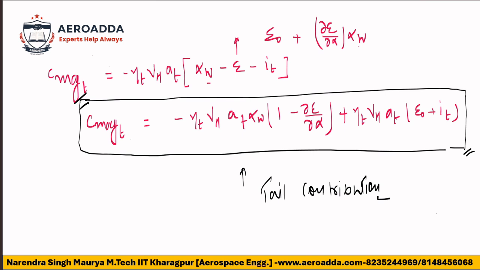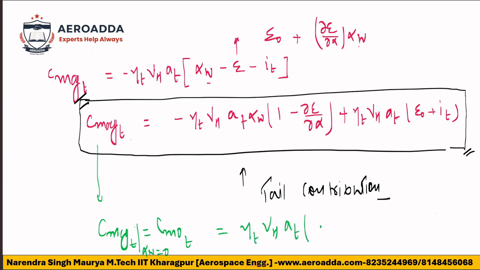Also, you should know that sometimes they will ask for this value also. One more step I just want to give: if they are asking for Cm CG, or Cm CG T, or Cm not T, I hope you understood. This means that when alpha W is 0, or CL is 0, this part will be 0 only. You will have eta T bar H at epsilon naught plus i_t. This value you need to remember.